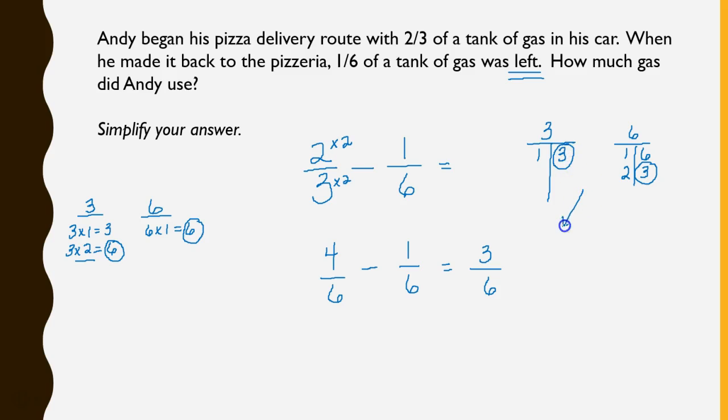So I'm going to take that and divide the top and the bottom by 3. So 3 divided by 3 is 1. 6 divided by 3 is 2. And we are finished. So Andy used half a tank of gas on that pizza delivery. Very good.